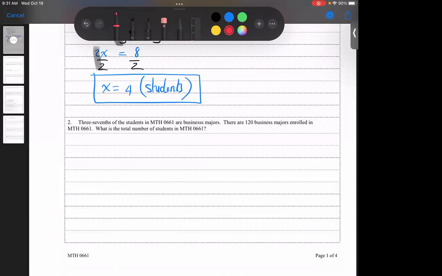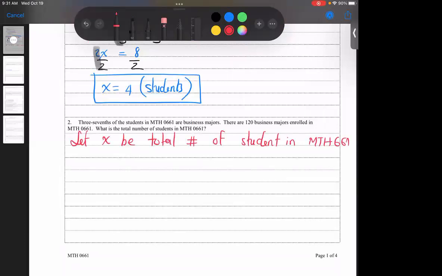3/7 of the students in Math 661 are business majors. There are 120 business majors enrolled in Math 661. What is the total number of students in Math 661? So at least the first thing you do is let X be the total number of students in Math 661. 1 point, even though you don't do anything else.